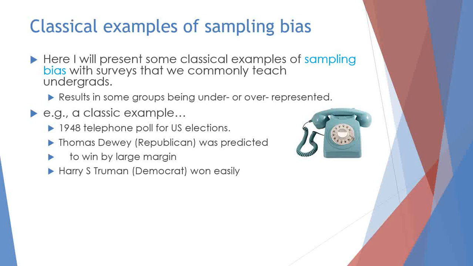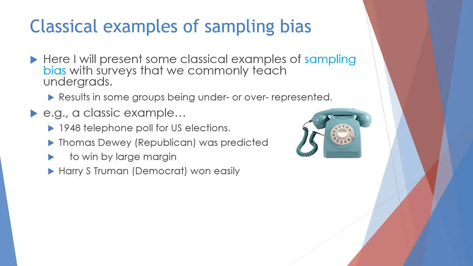I'm going to give you a couple of other examples of sampling bias. This is taken from the political arena. We often talk about this in statistics with undergrads. We talk about a classic example of telephone polling in 1948 for the presidential elections. Dewey, a Republican, was predicted to win by a landslide. But Harry S. Truman, who earned the popular vote, won easily.